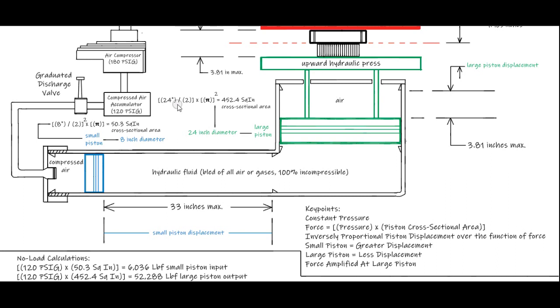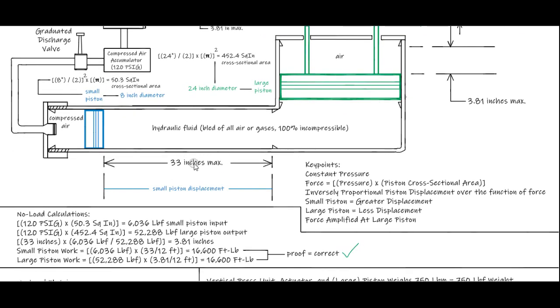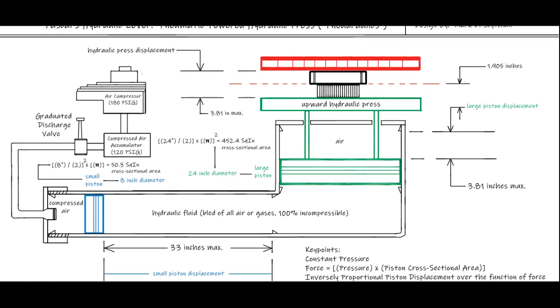So half of its diameter is the radius squared times pi. That's a typo there. That squared should be here. So 24 divided by 2 squared times pi, 452.4 square inches of cross-sectional area at the large green piston here. So 120 psig times 452.4 will yield 52,288 pounds force output at the large piston.